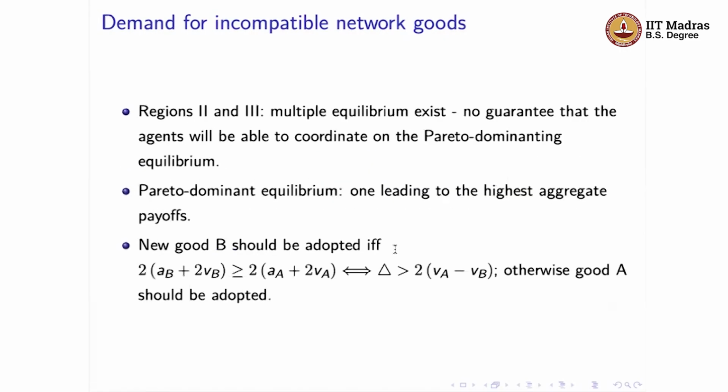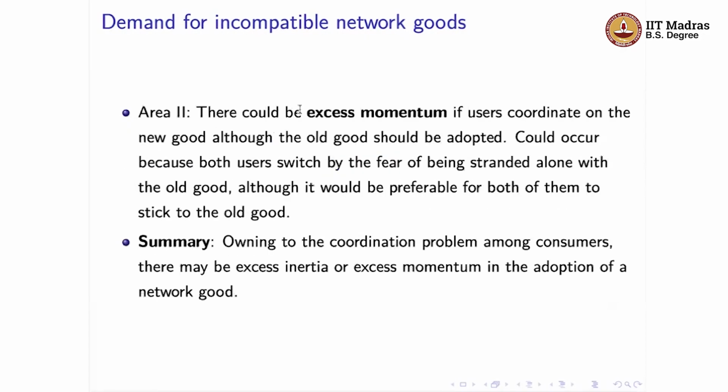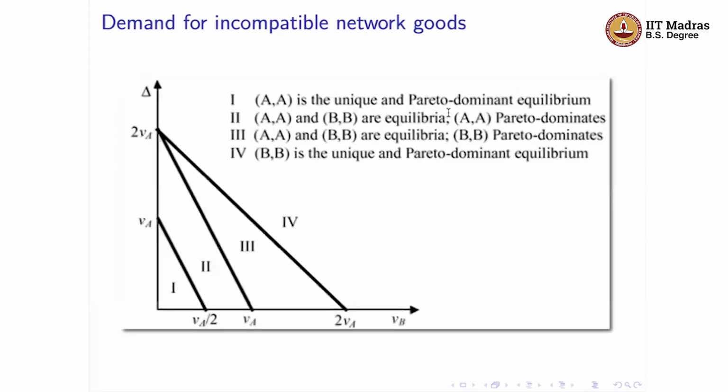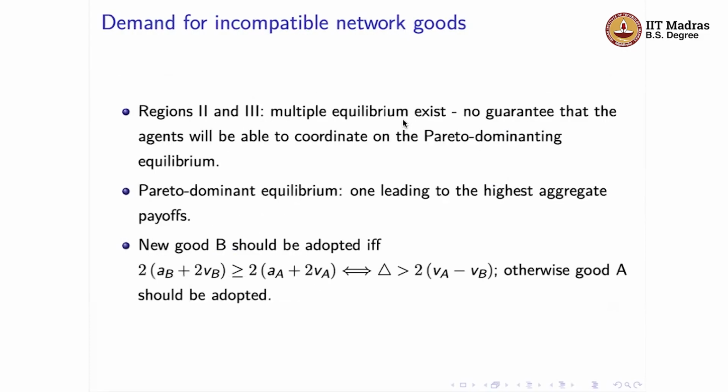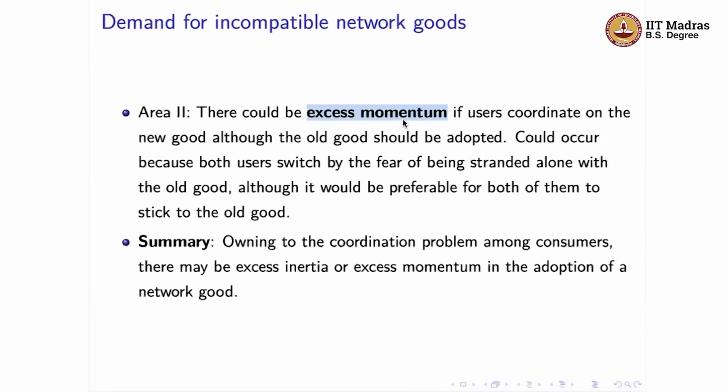Okay. What about the other type of failure that can happen? This can happen in area 2, where you can have a failure due to excess momentum, right? So remember, what is the failure that is possible in area 2? Here we know that AA is the Pareto dominant equilibrium, but you can have an equilibrium where both of the consumers make the switch to BB, right? So why is that happening?